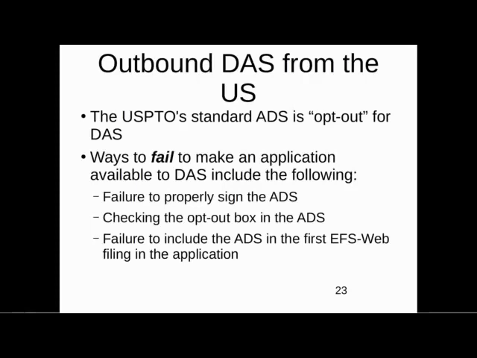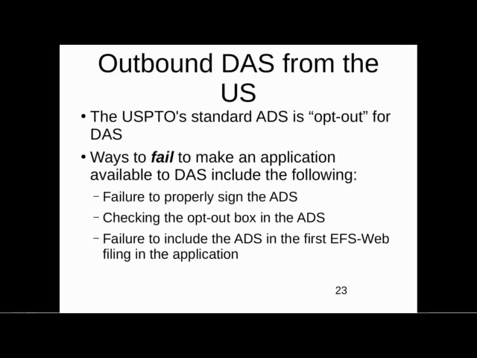As long as you use the standard application data sheet as your way of filing your US application, the ADS uses opt-out language, namely that if you use the ADS, it will say that the application is going to be made available to the DAS system. So in general, you will achieve your desired result of your priority application being made available to the DAS system. But it's possible to screw it up. And given that it's possible, people do screw it up. It happens. What are examples of ways that people can screw it up?